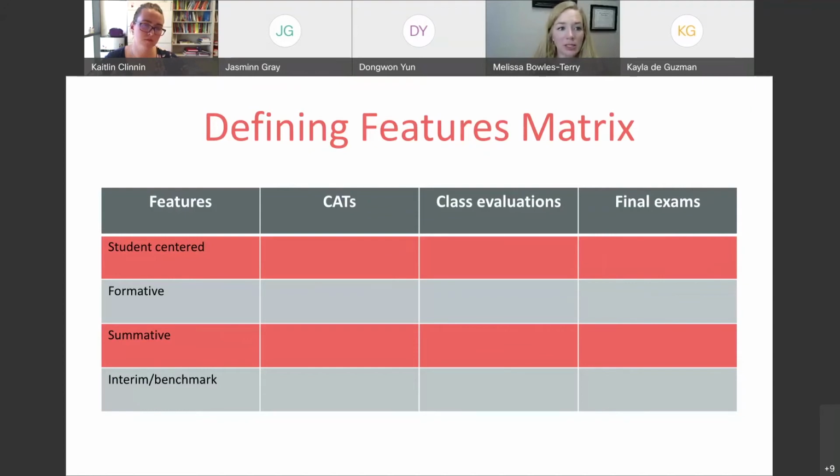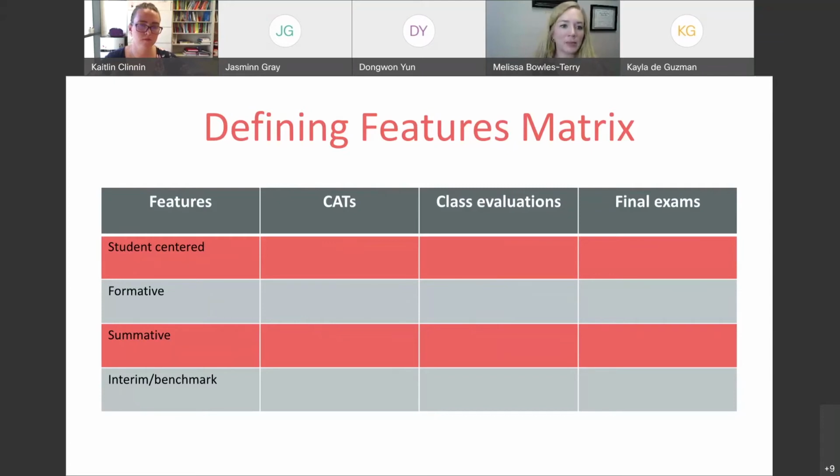Class evaluations are not student-centered at all. They're totally teacher-centered because they're telling you something about you and your teaching and your class. They're not telling you much about students at all. They're not formative because they don't happen at the right time in the semester for you to get feedback. They're just summative at the end of the semester to tell you, here's what was good and bad about you and about your class. And they don't really give you any, I guess they do give you some benchmarking information if it is compared to other people in your department.